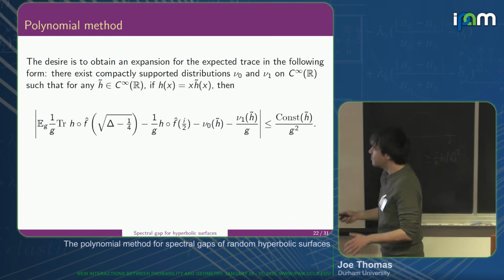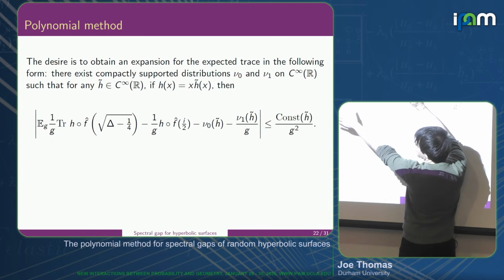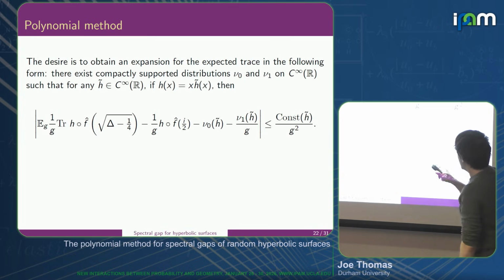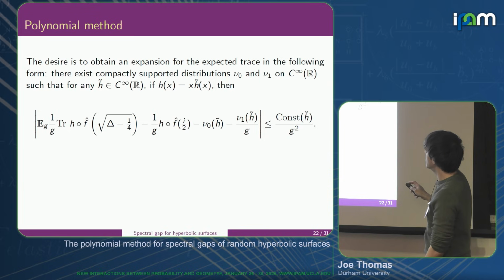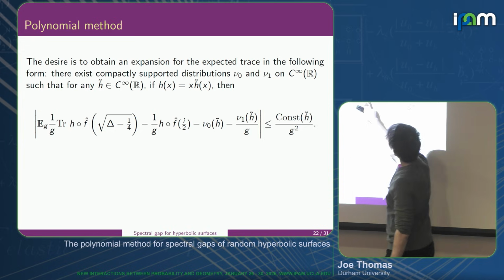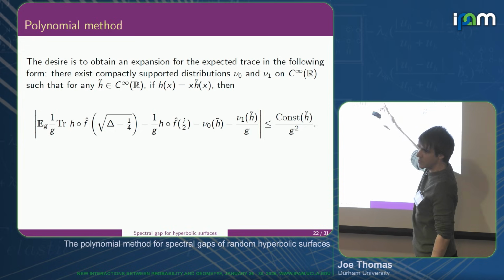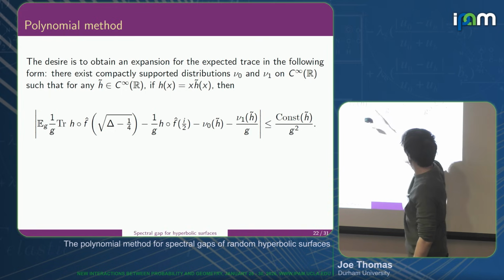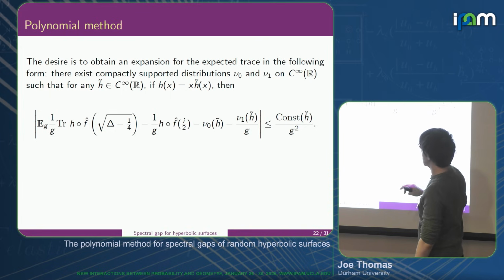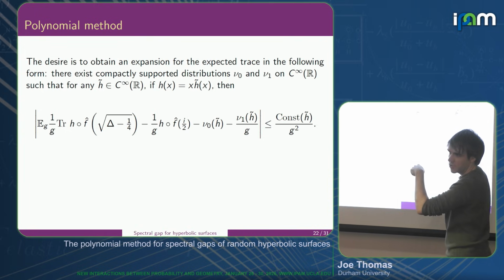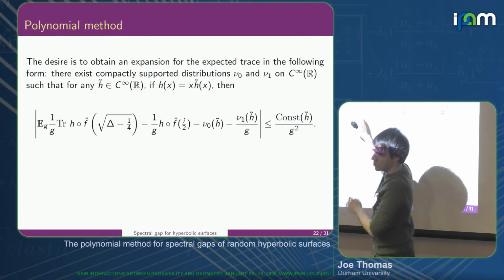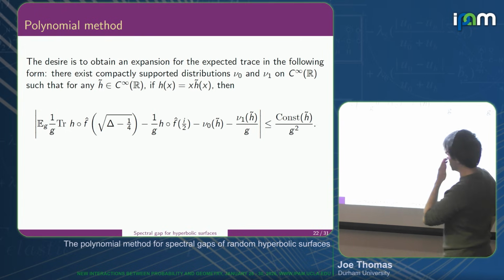So the desire for me is to understand this thing, right? This expected trace minus the trivial component. And what the polynomial method will allow me to do is obtain an expansion of this. I've only written it up to second order because that's all I need. But you can go to more orders. And in the expansion, what I'm going to see are some compactly supported distributions on the space of all smooth functions as the coefficients in this expansion. I've normalized by 1 over g here because remember that Plancherel term had a g factor in. So I just want the first term to be of constant order. That's why you're seeing a 1 over g factor coming out here.